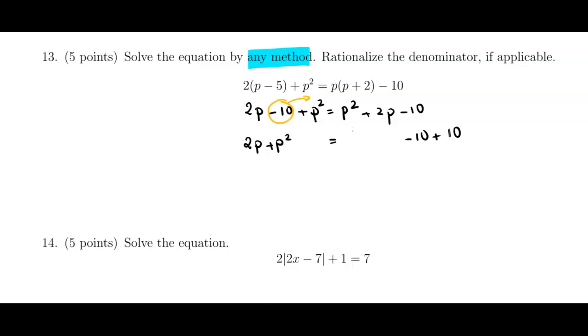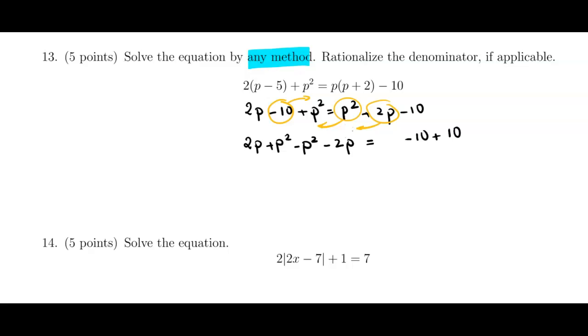All right, now I'm going to do the same thing with the other ones, so I'm going to move them to the other side, so the p terms are here, all right? And if I do that, this will give me p squared moved to that side, it's going to be minus p squared. 2p moved to this side, it used to be positive, so it becomes minus 2p. And finally I will get this expression, right?